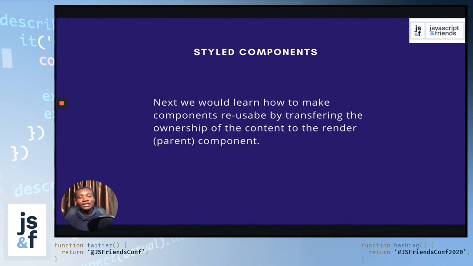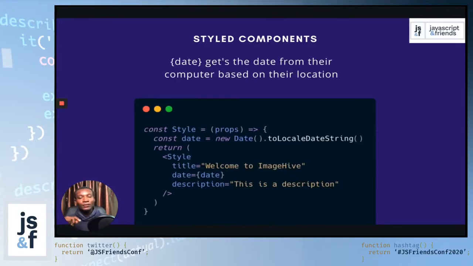So next, we will learn how to make components reusable by transferring the ownership of the content to the parent components. This is what we're going to do. We have a similar thing to what we had before. Now we have the title, and we have a style component here again. Under the style, we have a tag.